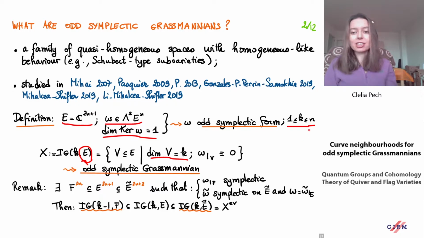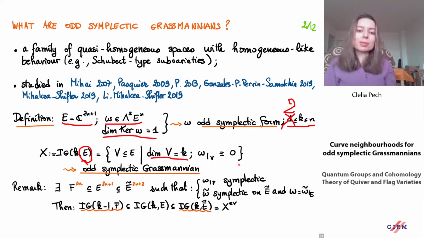Similarly, if I take k equals n+1, then I notice that all of my spaces V will contain the kernel. That's the only way they can be so large. So I can mod out by that kernel and I get a variety that's isomorphic to a Lagrangian Grassmannian, so it is homogeneous. Just a long-winded way to say that, actually, I could have taken k from 2. This is really the case where I'm going to have my special behavior.